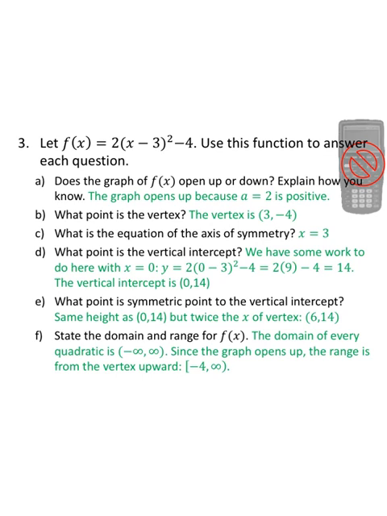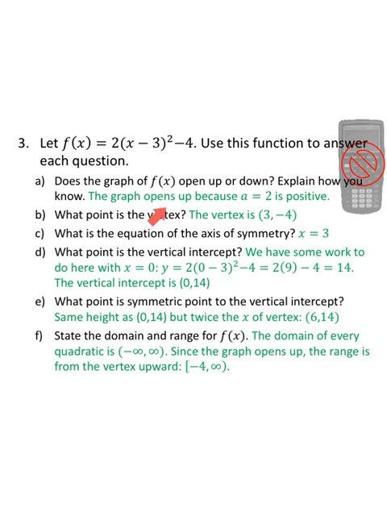State the domain and range for f of x. The domain for every quadratic is all real numbers, negative infinity to infinity. Notice there are no denominators, no radicals, no logarithms, no funkiness going on at all, so we could use any x value, all real numbers.